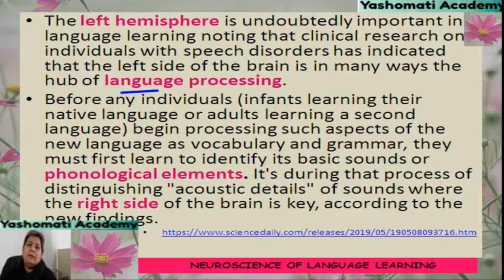Specifically, in two areas: Broca's area, which is associated with speech production and articulation, and Wernicke's area, which is associated with comprehension.